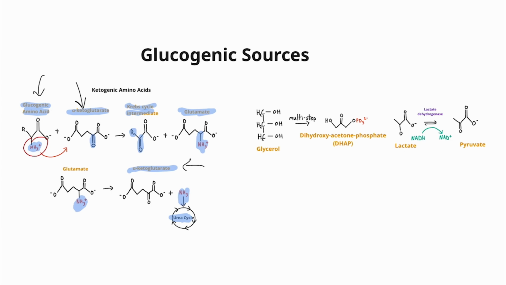The second big source of glucogenic intermediates is glycerol. We get glycerol mostly from the breakdown of triglycerides. Glycerol will make its way to the liver, where a multi-step process will turn it into DHAP, which is an intermediate in gluconeogenesis. Lactate, which is a product of anaerobic respiration, is our final glucogenic source. Through a reverse process in which we make lactate, NADH comes in, donates its electrons, and turns it right back into pyruvate. And that's also catalyzed by lactate dehydrogenase.